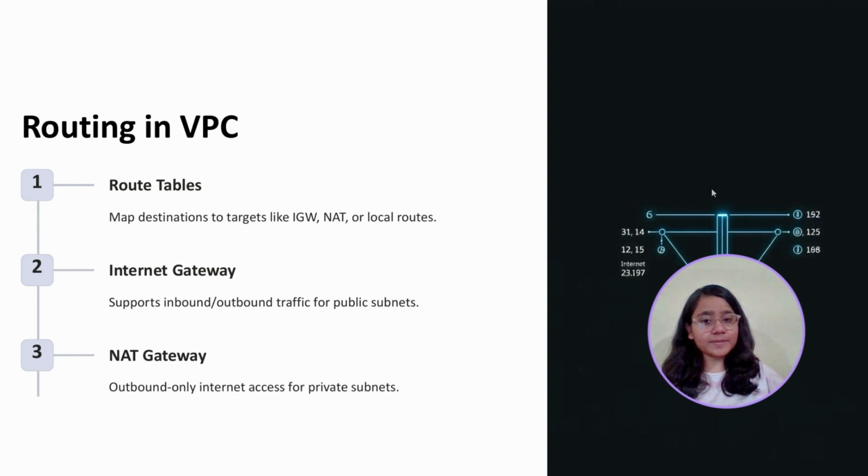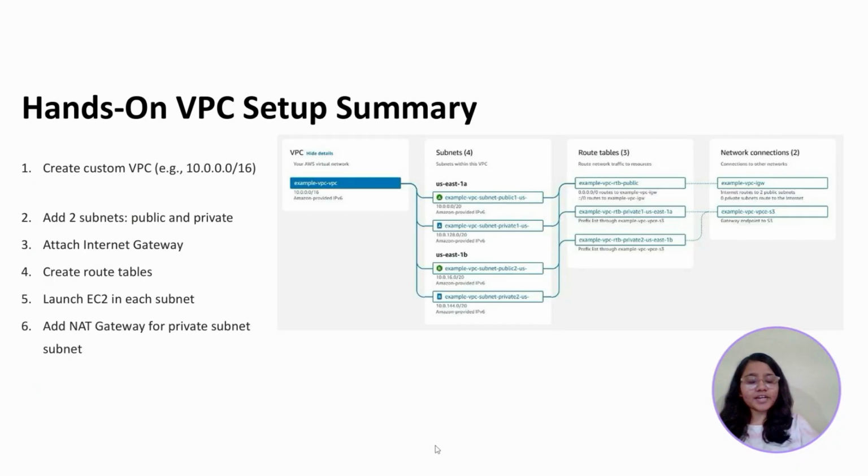For example, a web server in a public subnet needs a route to 0.0.0.0/0 pointing to the internet gateway to allow internet access. A database in a private subnet needs a route to 0.0.0.0/0 pointing to the NAT gateway for safe outbound-only internet access. The route table is like your network's traffic map, helping you to control access, improve security, and ensure smooth communication between the resources.